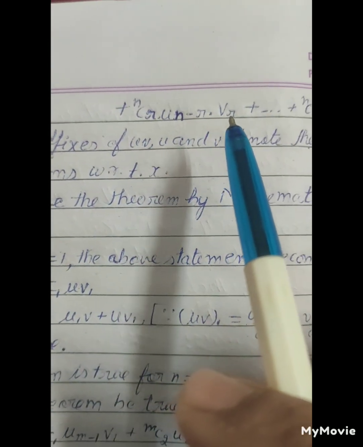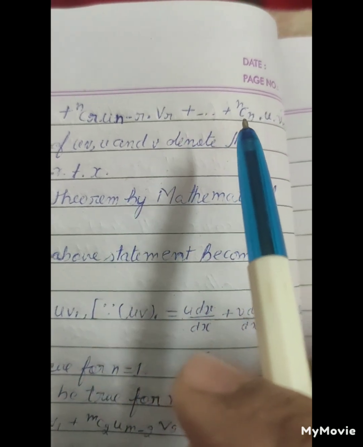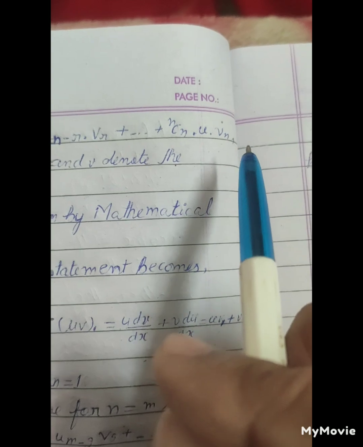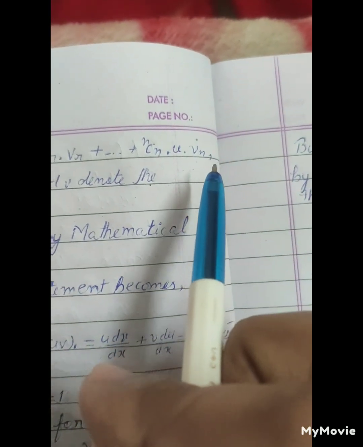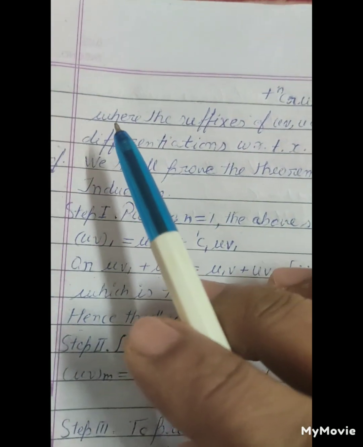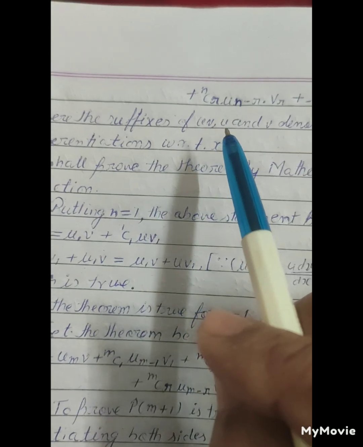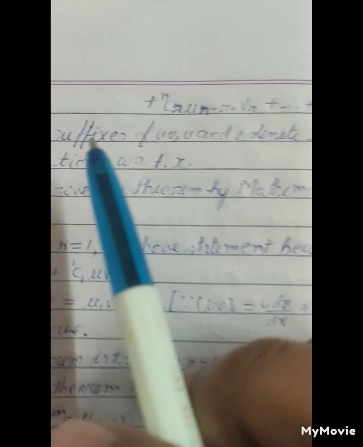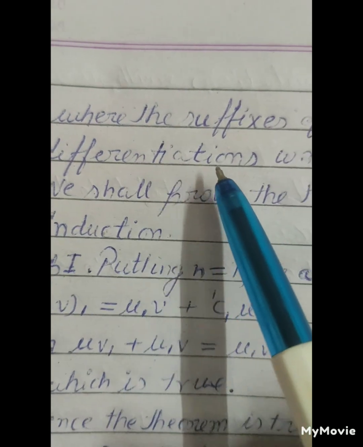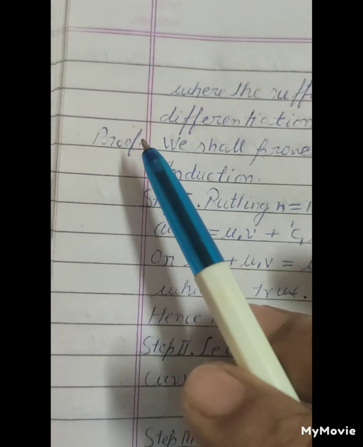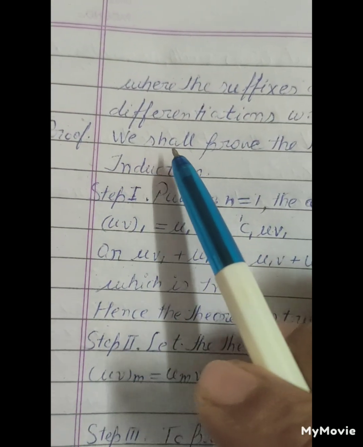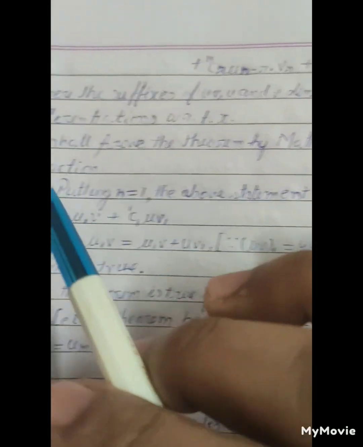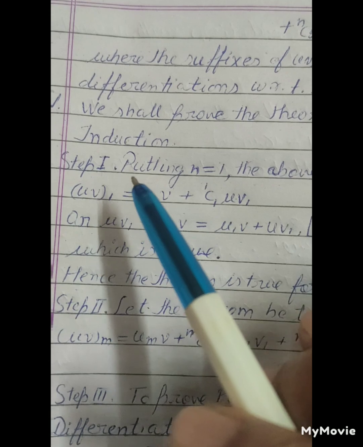+ nCr u_(n-r) v_r + and so on + nCn u v_n, where the suffixes on u and v denote the differentiations with respect to x. Proof: we shall prove the theorem by mathematical induction.